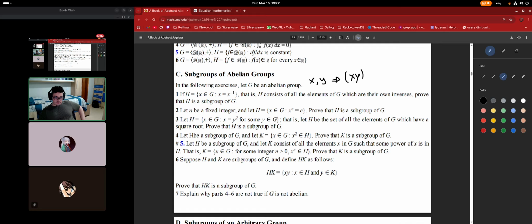But this is not what you said, right? That's what you're talking about. Yeah, you have to check that this is in H. And you can actually do that by exploiting the fact that these are abelian groups. Done. Because, yeah, it's basically very straightforward.